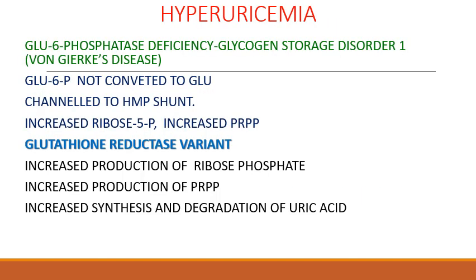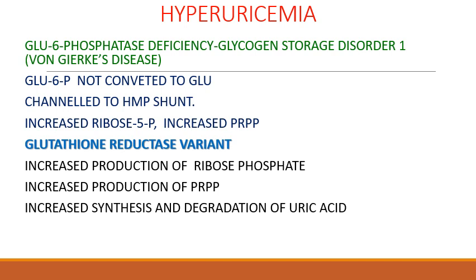Next, we can have glucose 6-phosphatase deficiency, like we see in von Gierke's disease, that is the glycogen storage disorder type 1. In this, when glucose 6-phosphatase is deficient, what happens? Glucose 6-phosphate is not converted to glucose. So what happens to this glucose 6-phosphate? It gets channeled through the HMP shunt, and we have increased production of ribose phosphate. When there's increased production of ribose phosphate, there will be an increased synthesis of phosphoribosyl pyrophosphate.